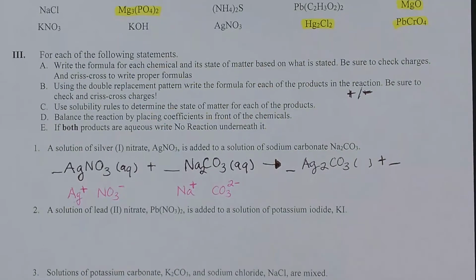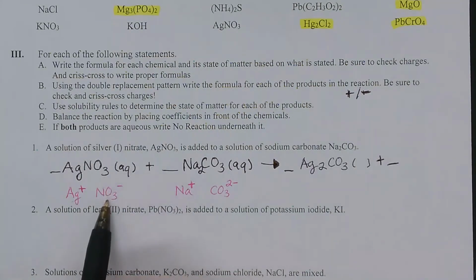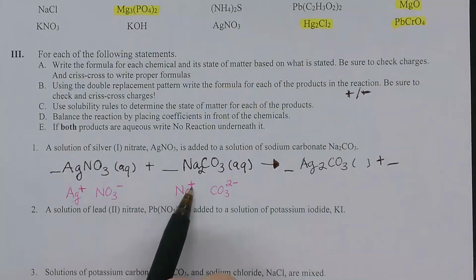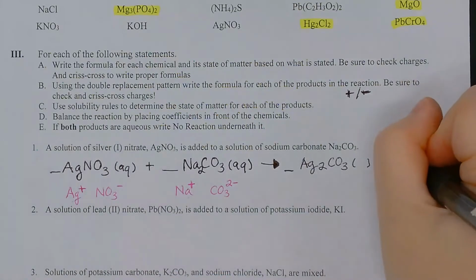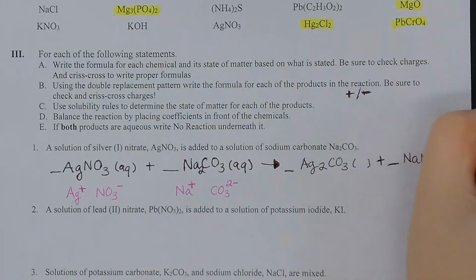Now I'm going to leave another blank so I can write my second product. I've got sodium now, my other positive ion. Your chemical should always start with your positive ion. And then nitrate, my negative ion. We got a +1 and a -1, so we just need to put those together. Sodium nitrate. And again, leave space for your state of matter.